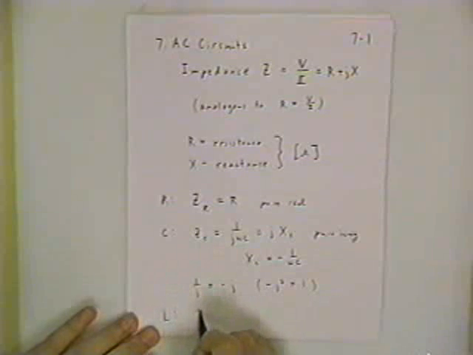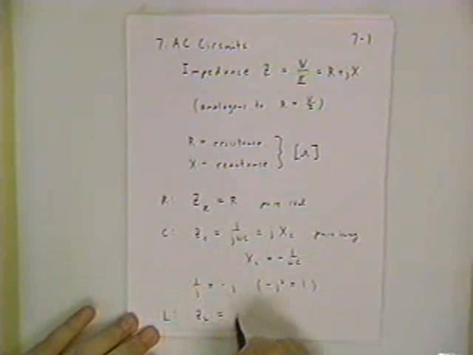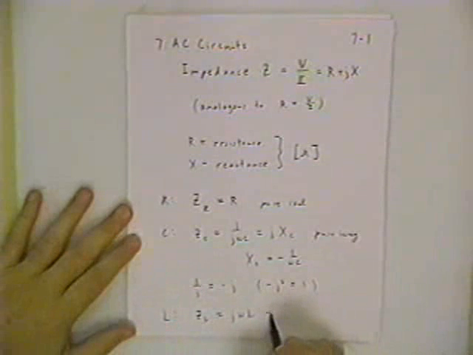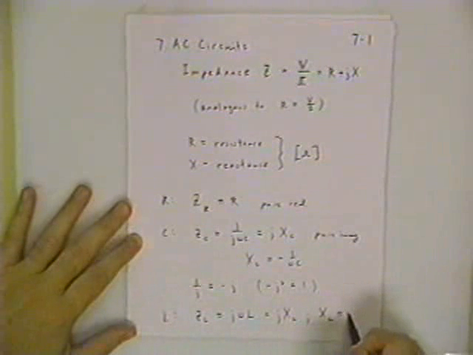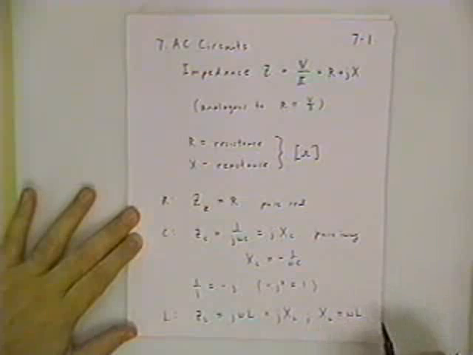For the inductor, Z sub L is equal to j omega times L. So in turn we can call that j times X sub L, where X sub L is equal to omega times L.